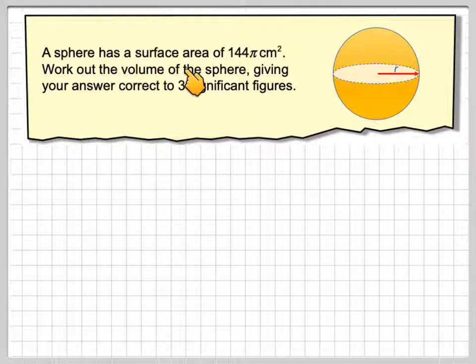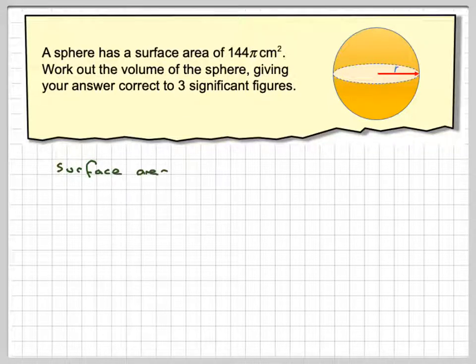A sphere has a surface area of 144 pi centimeters squared. Work out the volume of the sphere, giving your answer correct to 3 significant figures. So here we have a sphere. The only thing that sort of defines a sphere is the radius.